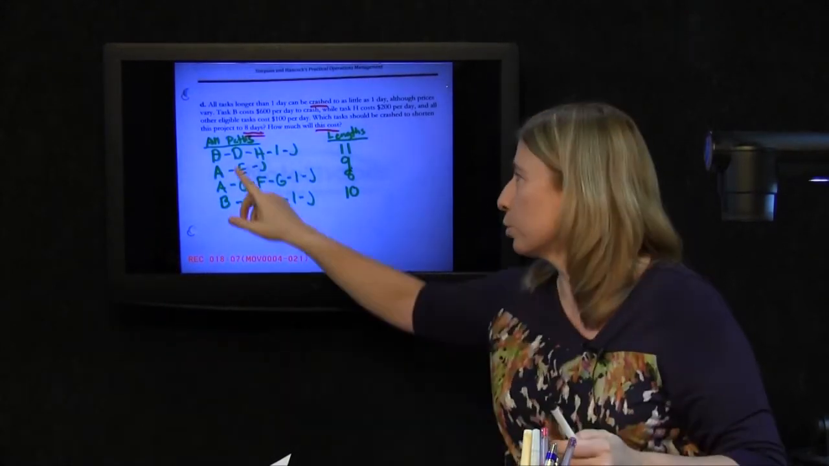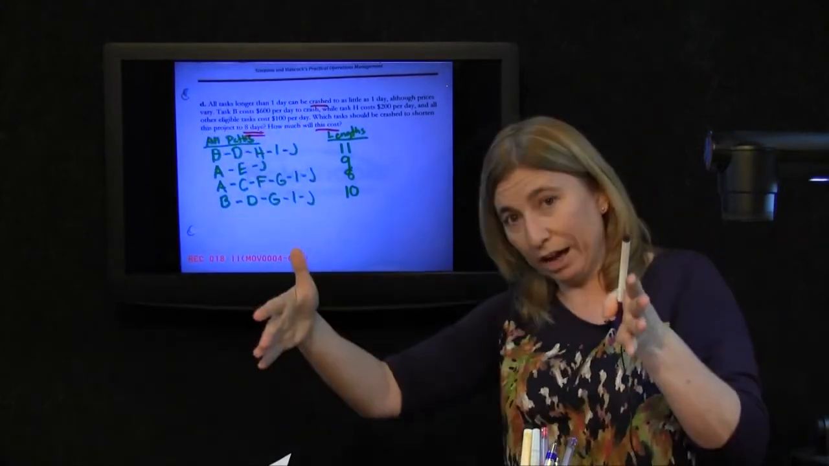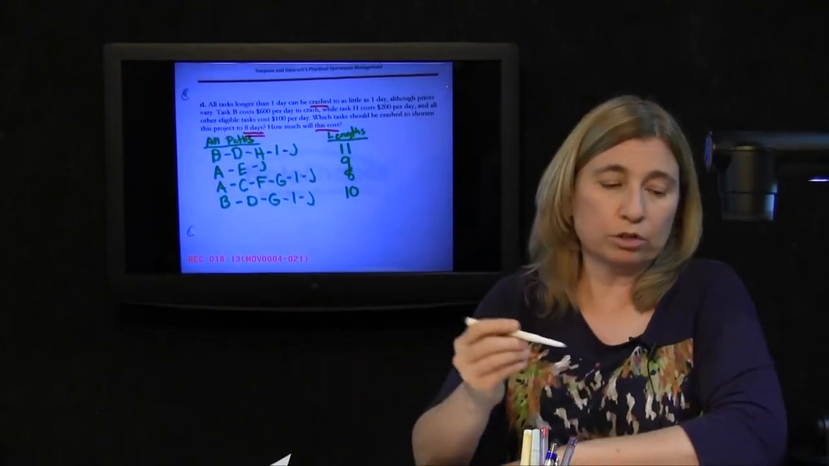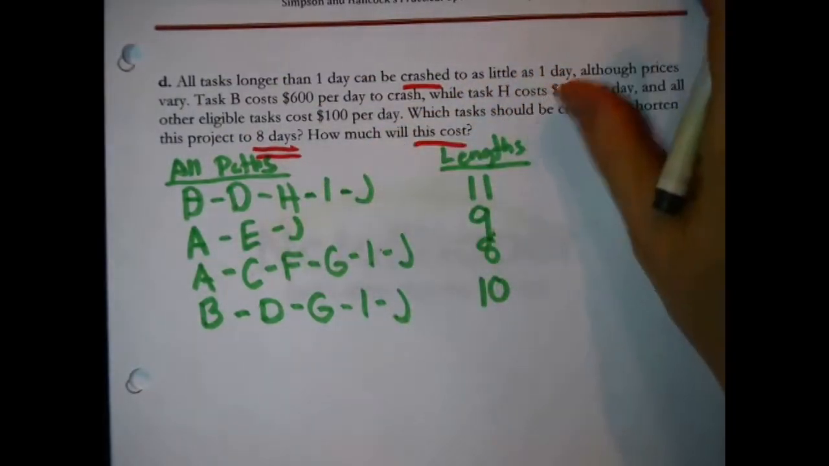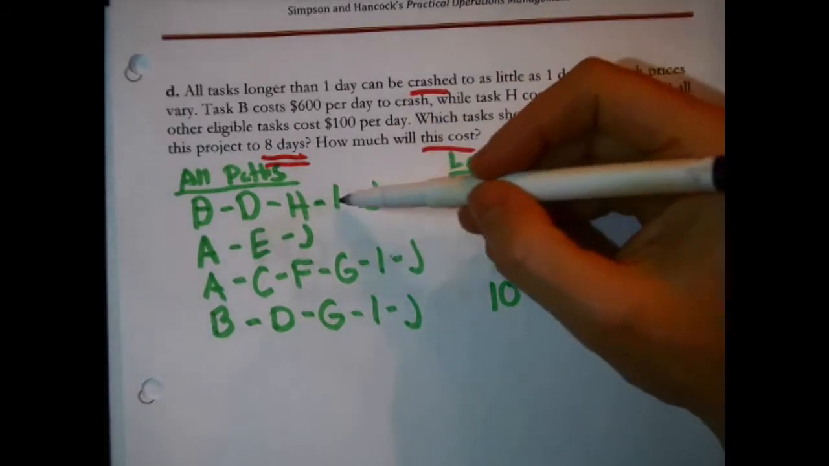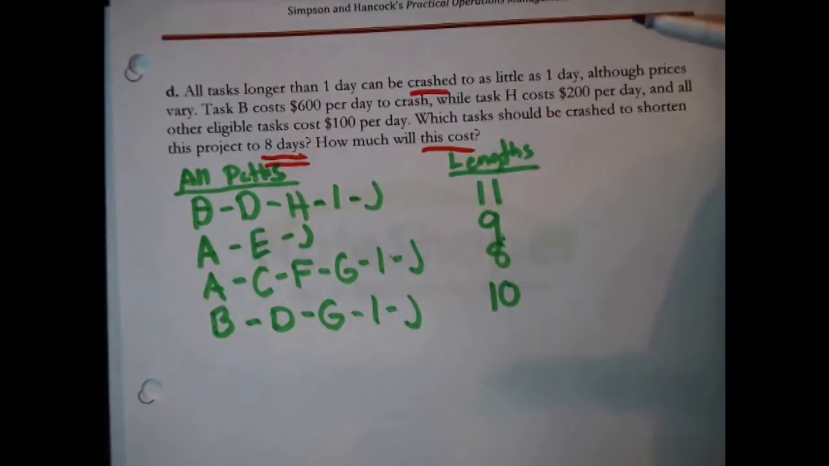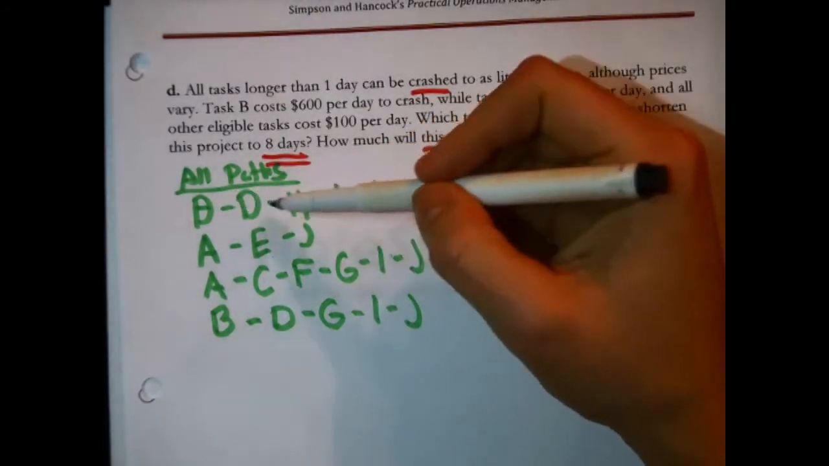Okay, well, if I were to shorten any one of these tasks along that path, that would shorten the path. So I could shorten B, D, H, I, J. Well, wait a minute, I have to be careful. Some of them are 1 day long, like I and J. They can't get any shorter. So actually, my candidates are right in here: B, D, and H.